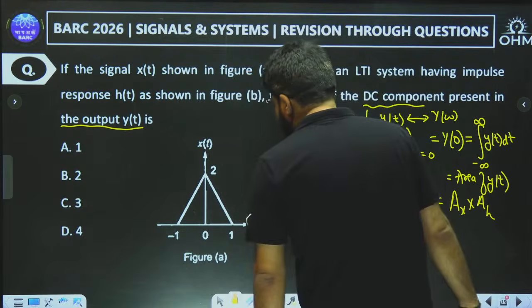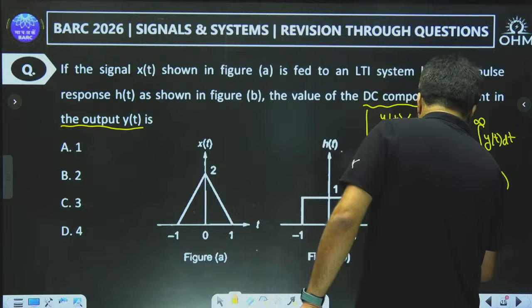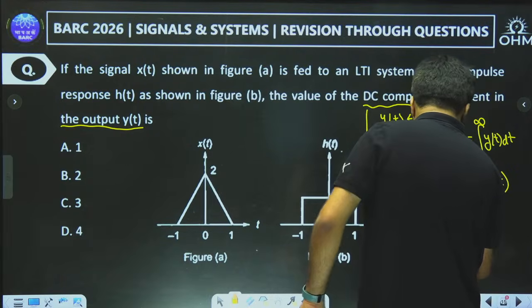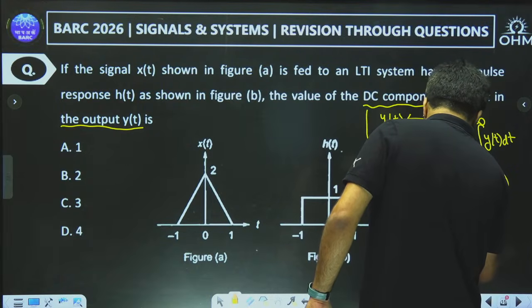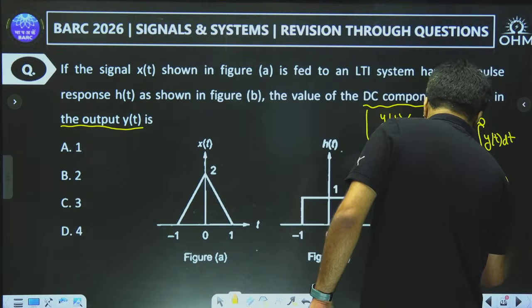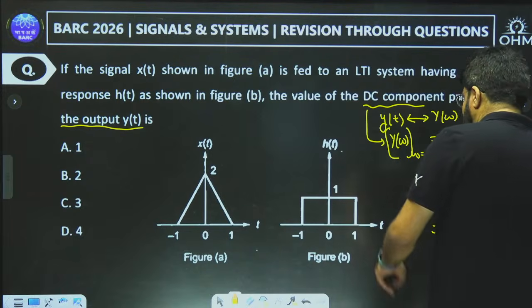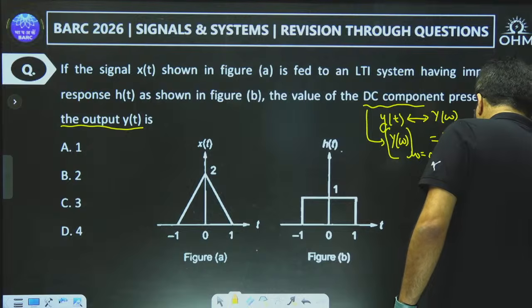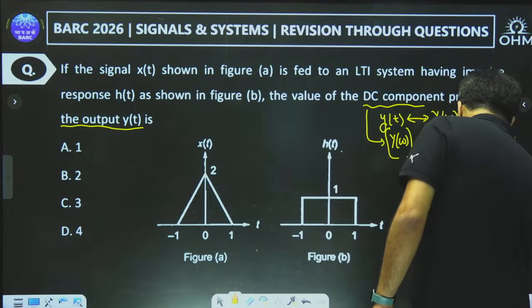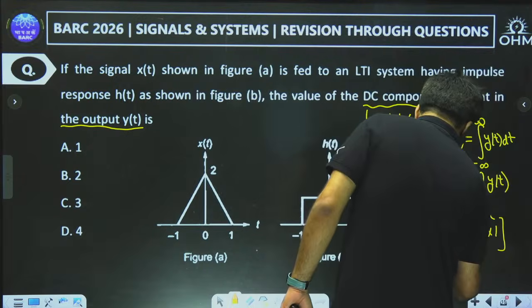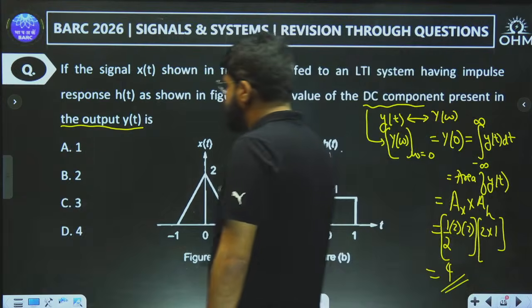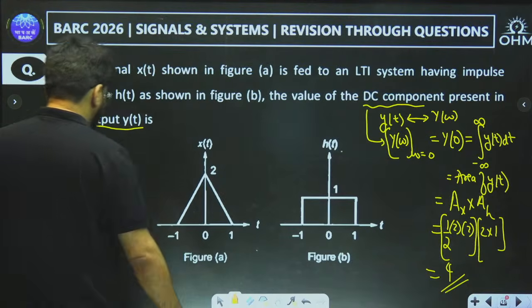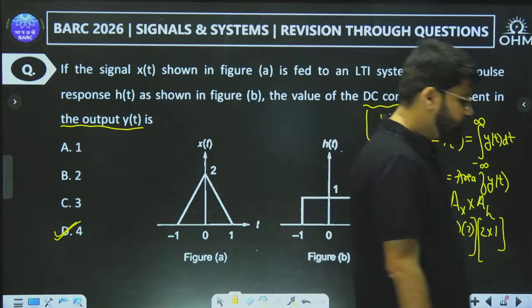Area of the x of t signal: it is a triangle, so half into base into height. Base is from -1 to 1, so 2 units. Height is given as 2 units. For the signal h, it is base into height. Base is 2, height is 1. So the net answer is 4 actually. Net answer equal to 4, option number D.